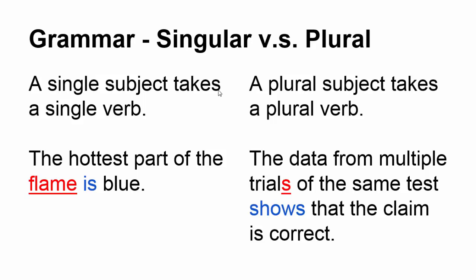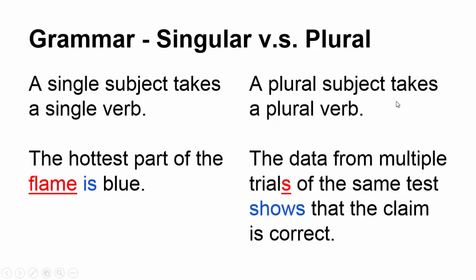Let's talk about the difference between singular and plural. So singular means just one, and plural means more than one. So if you have a single subject, that's going to take a single verb. So let's look at an example here. The hottest part of the flame is blue. So here, your subject is flame, okay? And because there's just one flame, we're going to use is. If there was more than one flame, if we said flames, then you would say are.